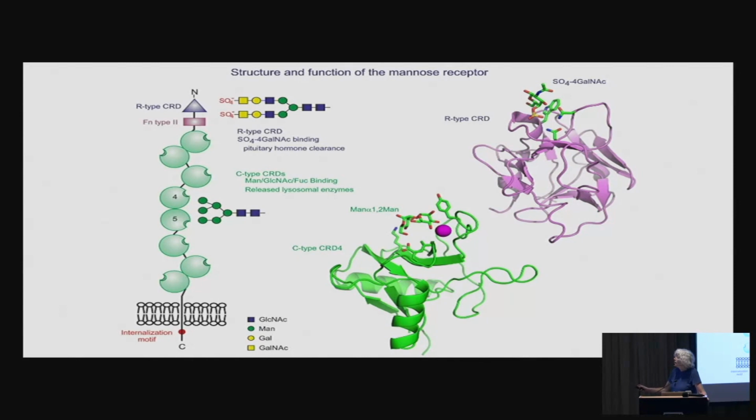It also has an R-type CRD at the end, and this binds 4-sulfated GalNAc, which is a particular modification which gets put onto pituitary hormones. So this receptor is also responsible for regulating levels of hormones such as lutropin, which controls ovulation, or thyrotropin, which controls activity of the thyroid. And we've got details of the binding sites of both of these CRDs.